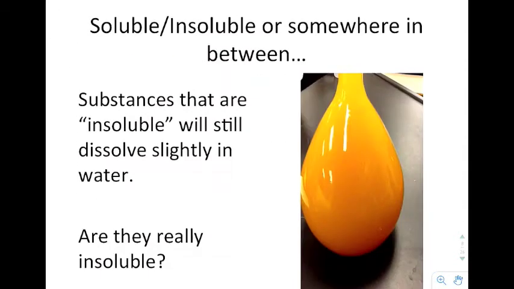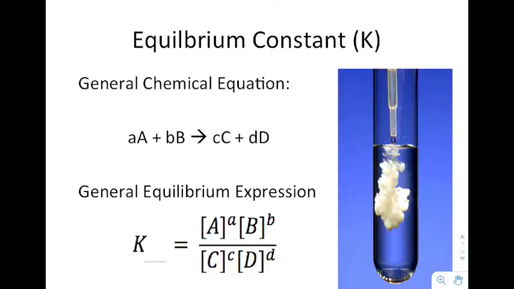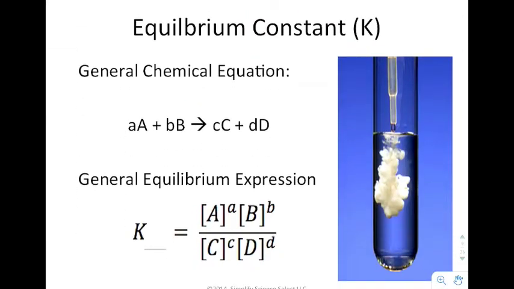So whenever we look at soluble or insoluble or somewhere in between, we say, okay, the substances that are insoluble will still dissolve slightly, like a very, very small amount, like 10 to the minus 12th, but they still do dissolve. Are they really insoluble? The answer is yes. Soluble versus insoluble is a degree of solubility, not an absolute. So we generate what's called the equilibrium constant expression.